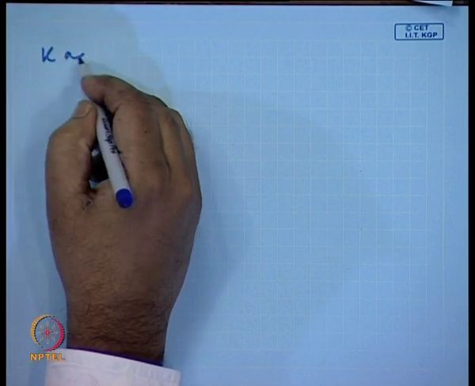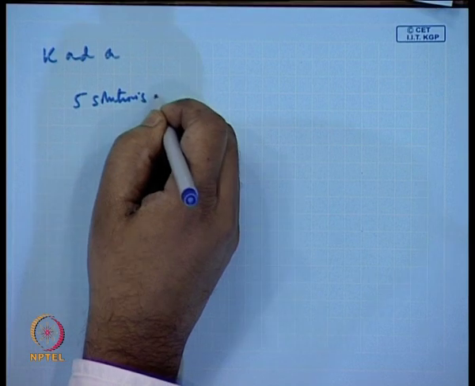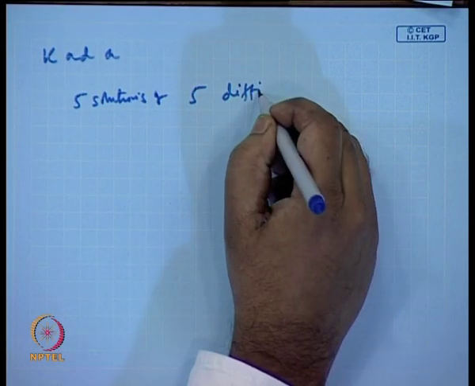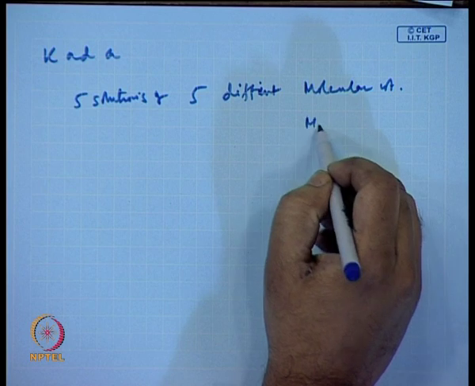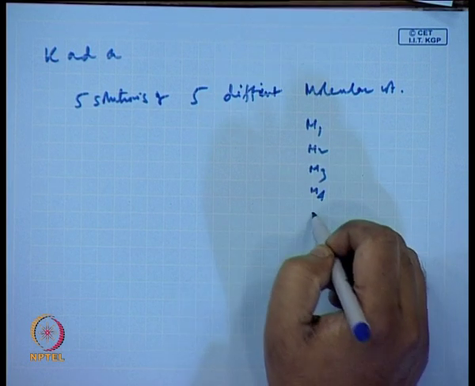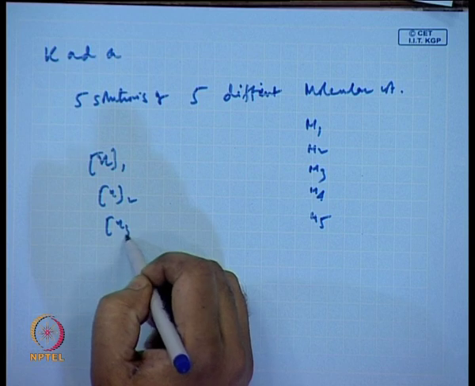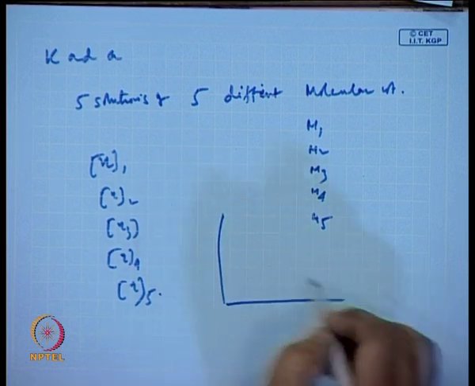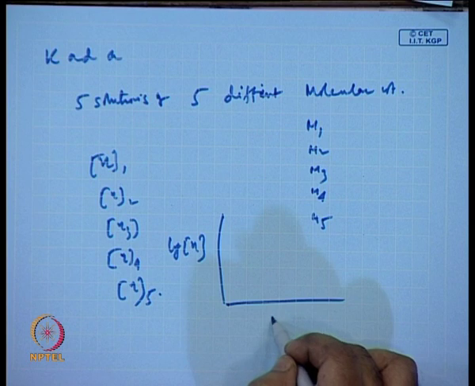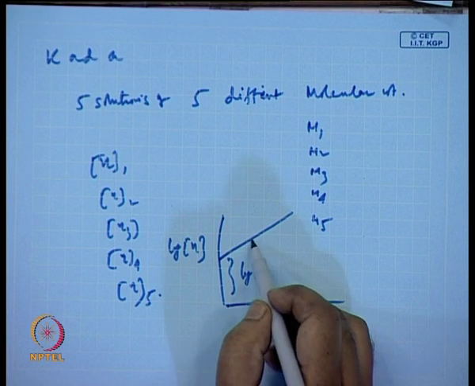Let me come back and say it again. If K and a are not known, what you need to do is make, say, 5 solutions of 5 different molecular weights, M1, M2, M3, M4, M5, and then measure the intrinsic viscosity for these, eta 1, eta 2, eta 3, eta 4, eta 5, and then plot log of eta versus log of M and get log of K and a.